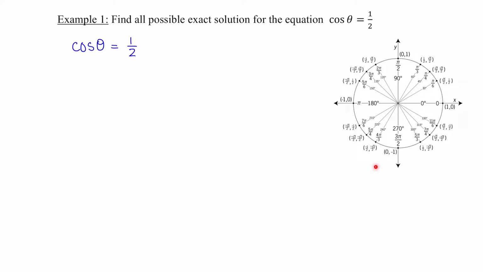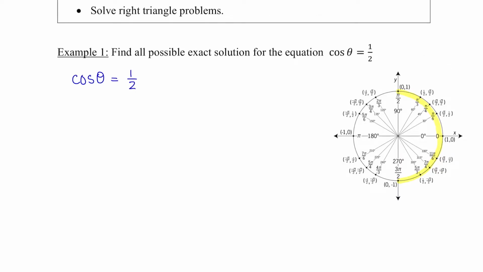I am including the unit circle here, but you are expected to know your unit circle. Cosine of theta equals 1/2. 1/2 is positive. When cosine of an angle is positive, the angle is either in the first quadrant or the fourth quadrant. So, in the first quadrant, cosine of pi over 3 equals 1/2. And in the fourth quadrant, cosine of 5 pi over 3 equals 1/2.